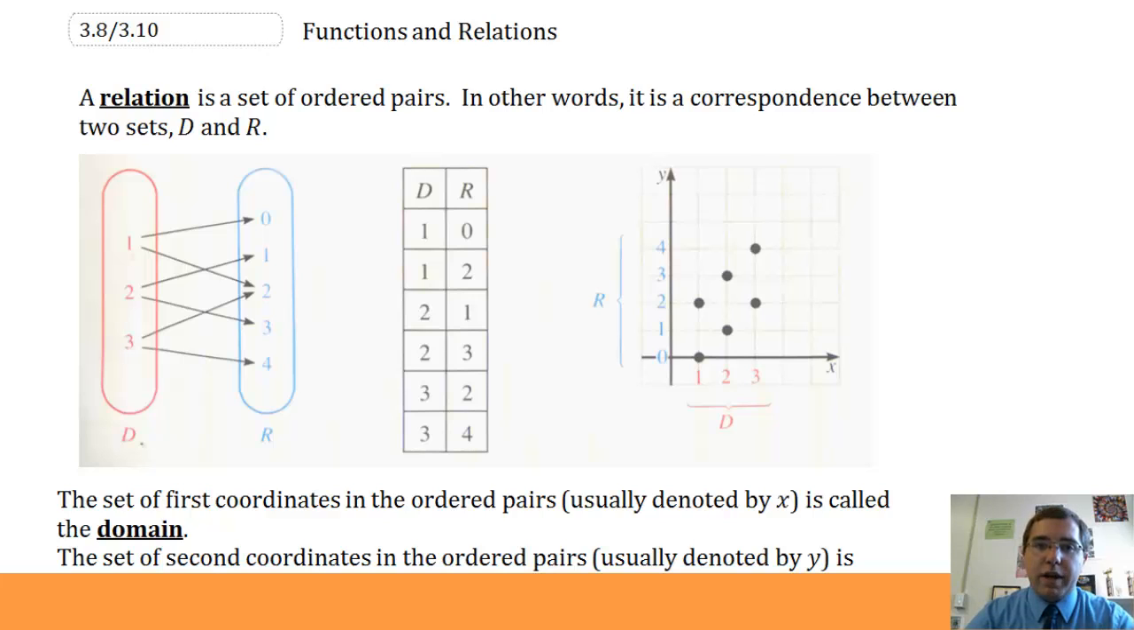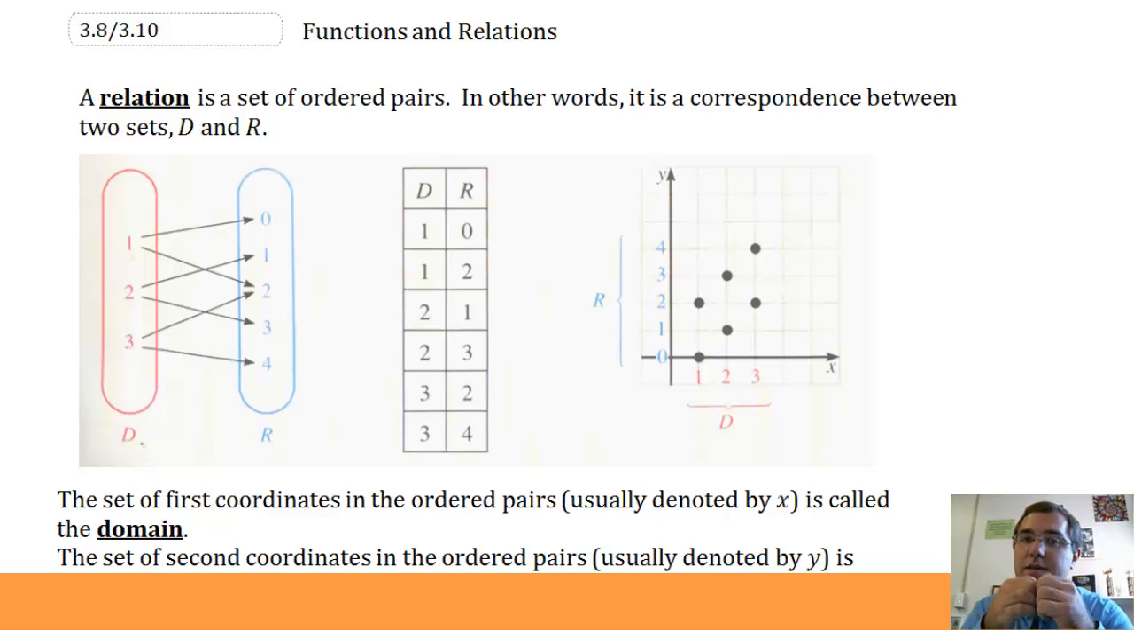This is sections 3.8 and 3.10 of Honors Algebra 2, Functions and Relations. Since a function is a relation, let's start by defining a relation. A relation is a set of ordered pairs. In other words, it's a correspondence between two different sets, your set D and your set R.